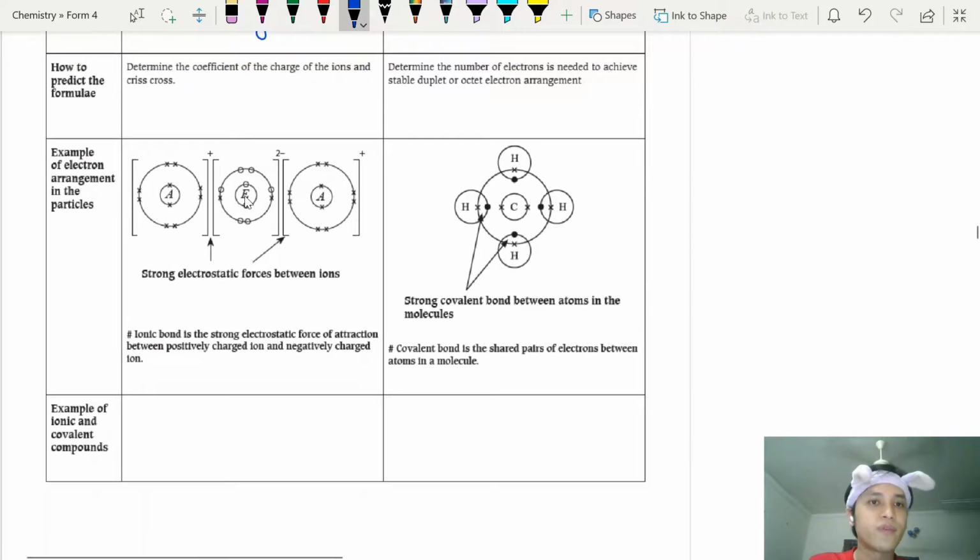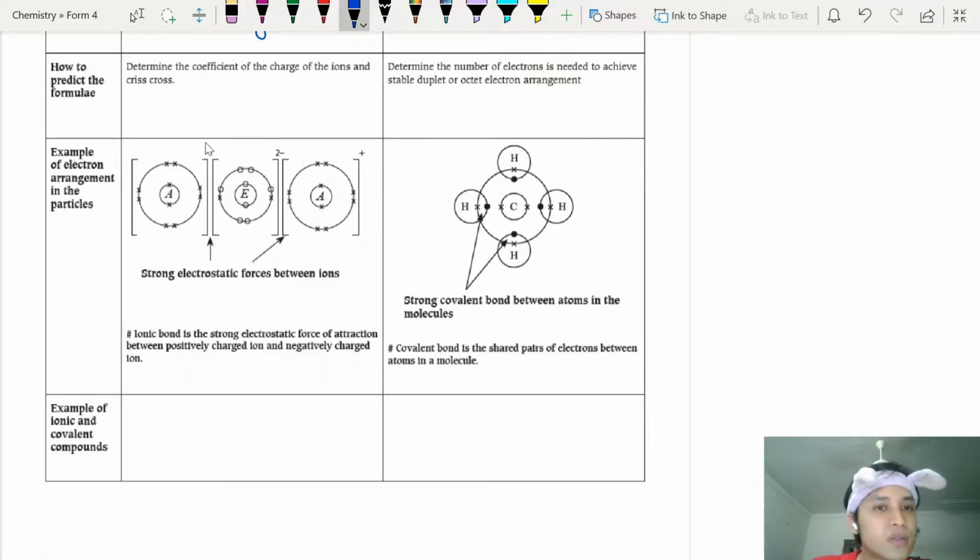How to predict formula? Remember, in chapter 3 you learned about ions. You just cross the charges.